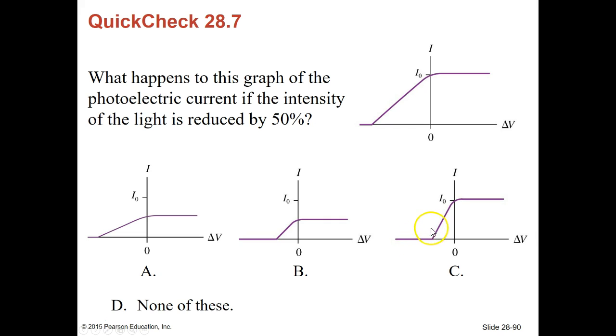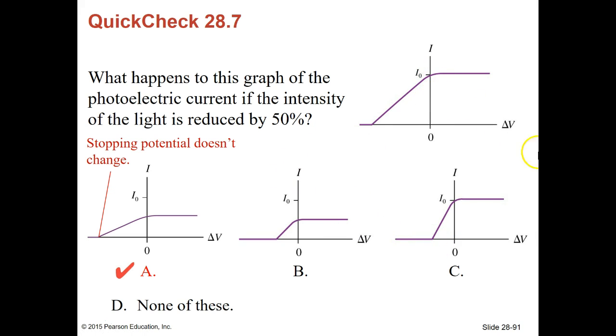Next quick check, this one wants to know what happens to this graph. So we're looking at the photoelectric effect current if the intensity of the light is reduced by 50%. So we're going to reduce intensity. If we reduce intensity, then the one that would match up the best is going to be letter A. In letter B and C, we see that the stopping potential actually changed. All we want to do is change the current.